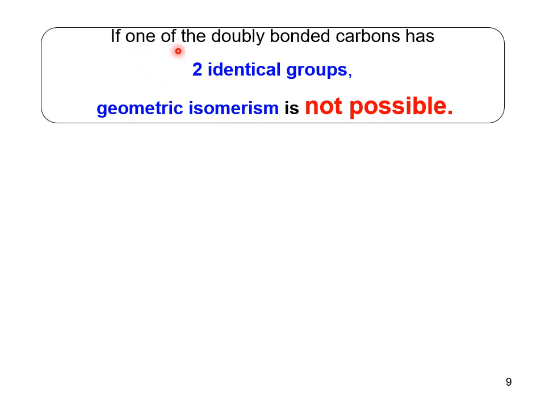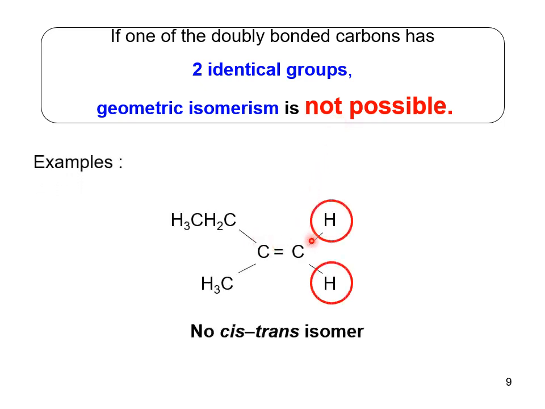If one of the doubly bonded carbons has two identical groups, geometrical isomerism is not possible. Let's look at this example. Yes, with carbon-carbon double bond, it fulfills the first requirement. But the second requirement is that it must attach with two different groups. But for this compound, it's the same. Hydrogen is the same. That's why this is not a cis-trans isomer. Please take note.